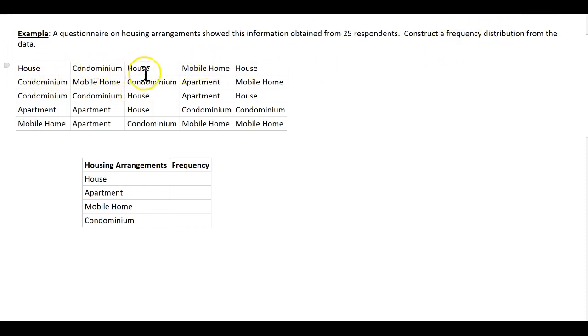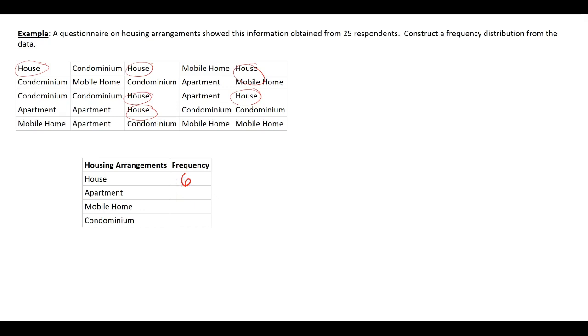So we have house, condominium, house, mobile home, house, condominium, mobile home, condominium, apartment, mobile home. And so what we want to do is we just want to count how many times house shows up, how many times condominium shows up, how many times mobile home, and how many times apartment show up. So if I go through here and I look at house, there's 1, 2, 3, 4, 5, 6 times that house shows up. So I'm going to write a 6 in for the frequency of house.